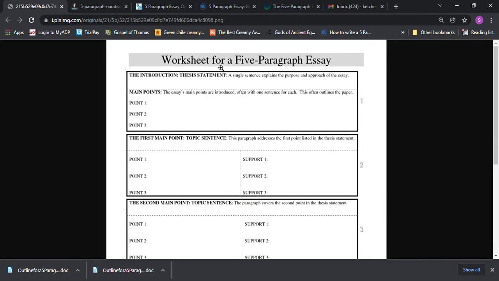And this is a worksheet for a 5-paragraph essay. You can see the address at the top, so you can Google search it. Maybe you could type in i.pinimg.com and then worksheet for 5-paragraph essay to find it. So you can see this. It talks about point 1, point 2, point 3. And this one talks about point 1 and point 2 and point 3 in support.